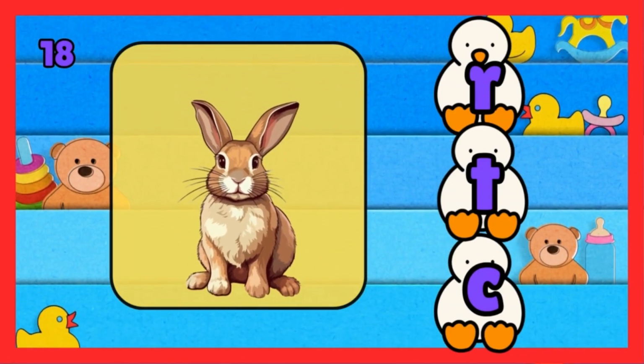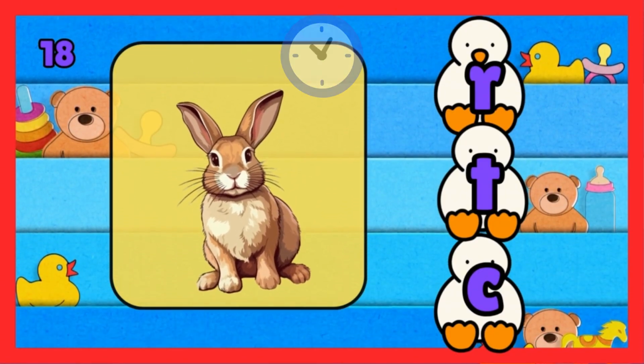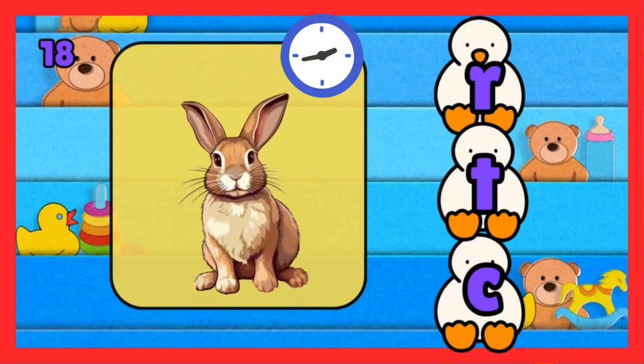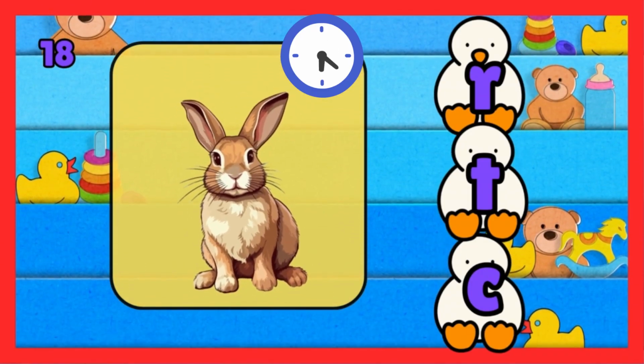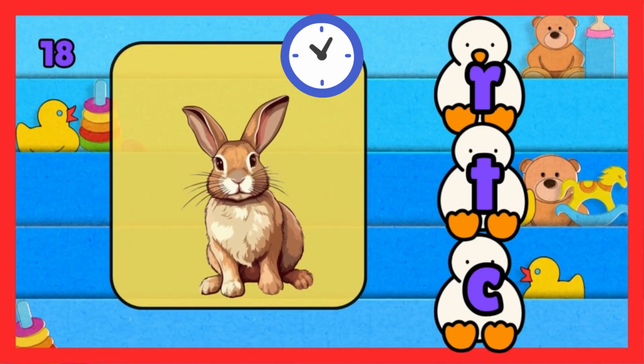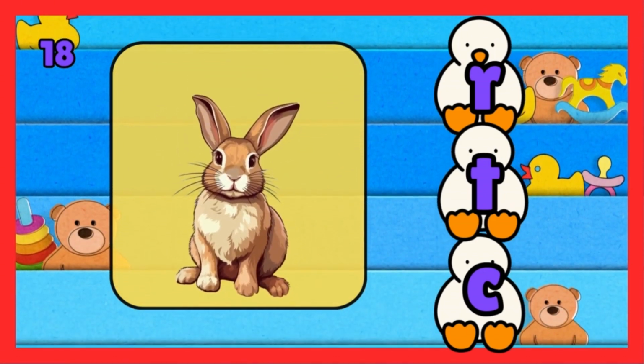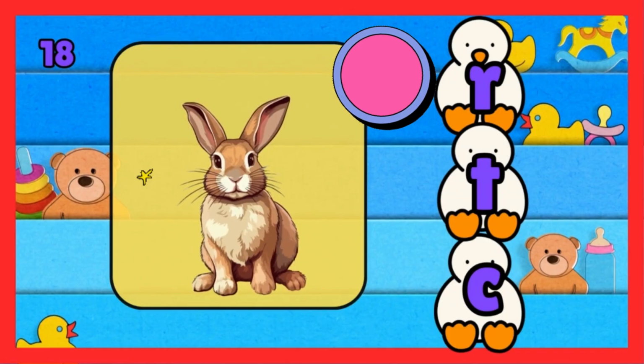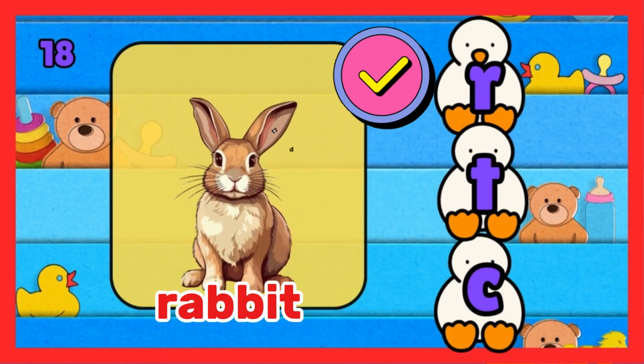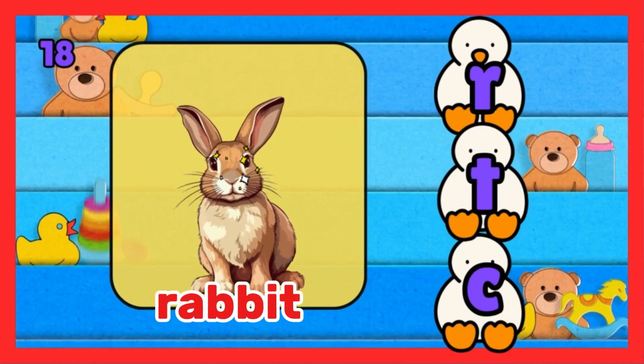What's the beginning letter of the word rabbit? The beginning letter is R. That's right. The word rabbit begins with the letter R.